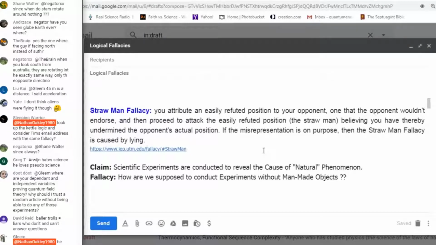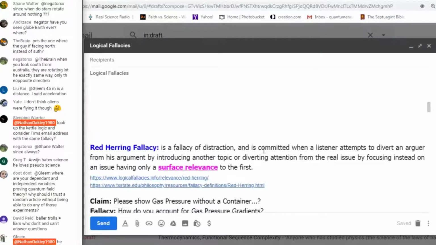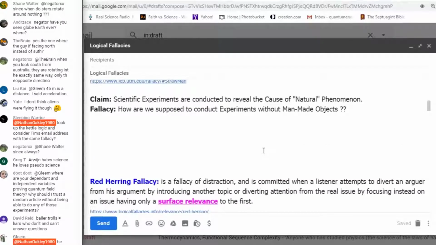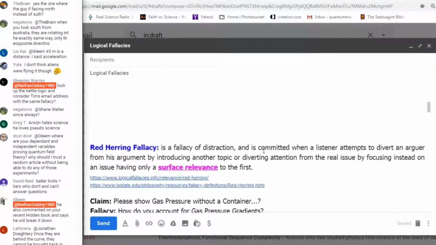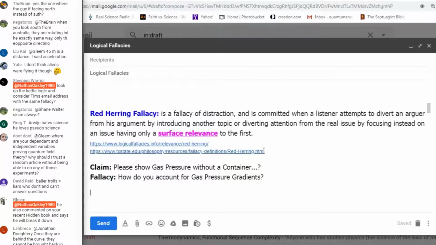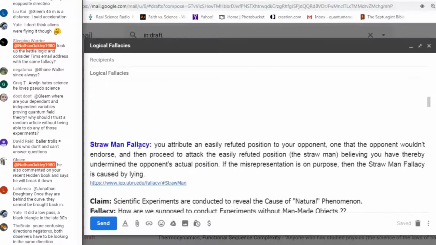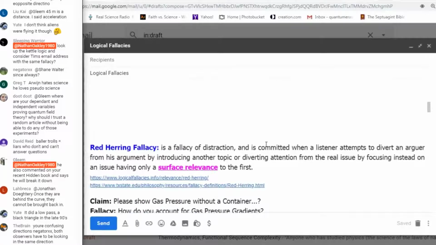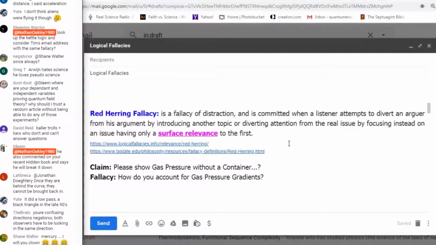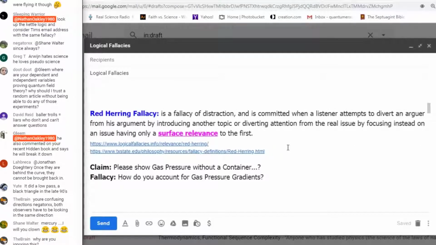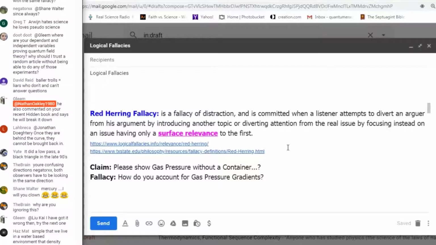But it's the surface level relevance part that makes it a red herring. So it's not addressing the original issue whatsoever. It's not building up a new argument that's just completely different. It's surface level relevance. Exactly. Don't beat yourself up over this. The straw man and red herring, they're easily confused. It's still a fallacy, so it's not a big deal.